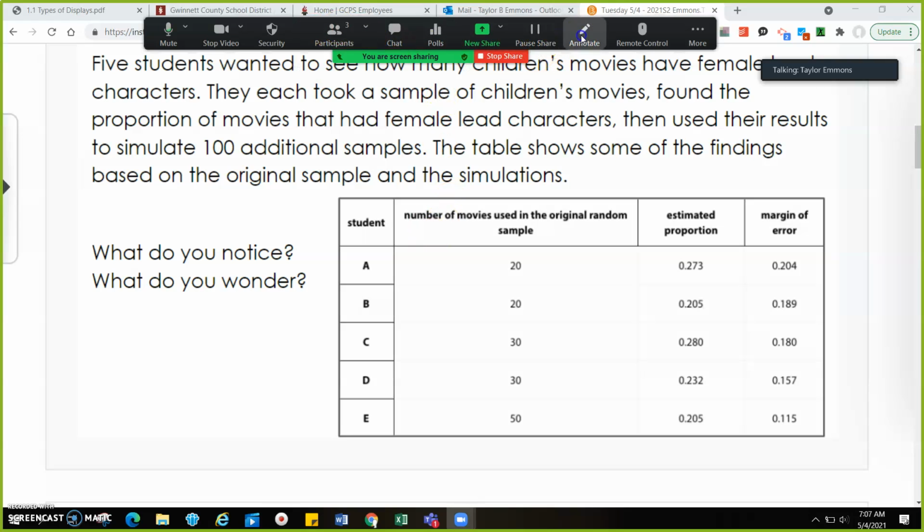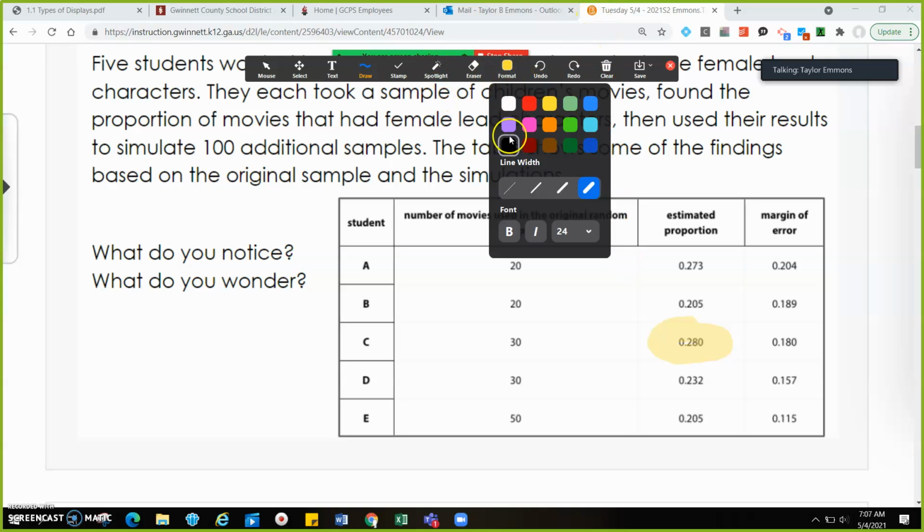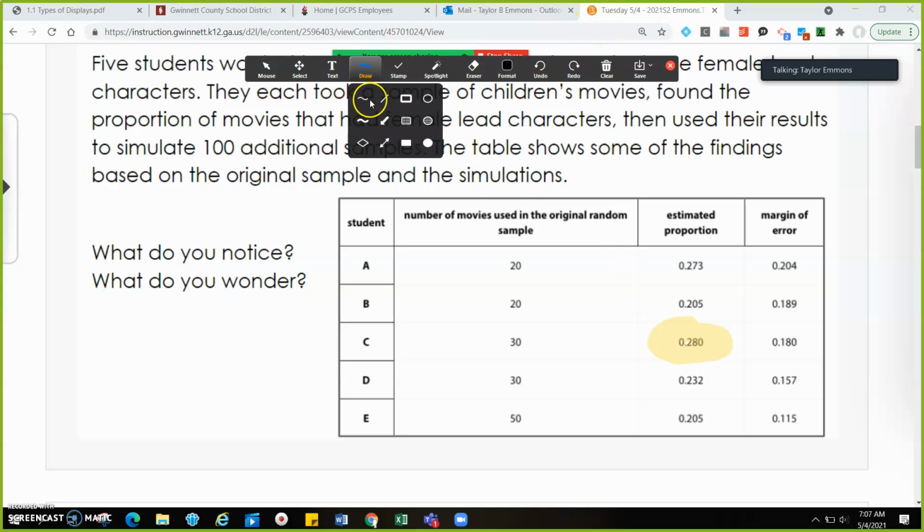So first thing that I notice is that C had the biggest proportion, but they're all roughly around the same area, right? Like 20 to 30% are actually female leads in children's movies. So I wonder how that affects our children, right? So that's how you can do your notice and wonder. You could have noticed and wondered something else.